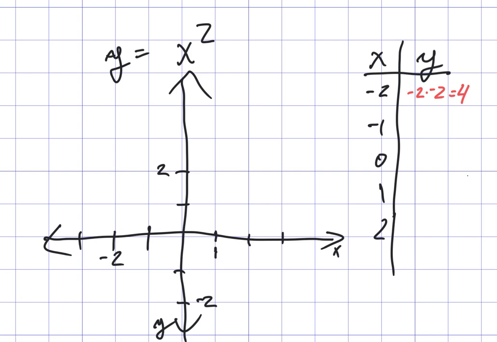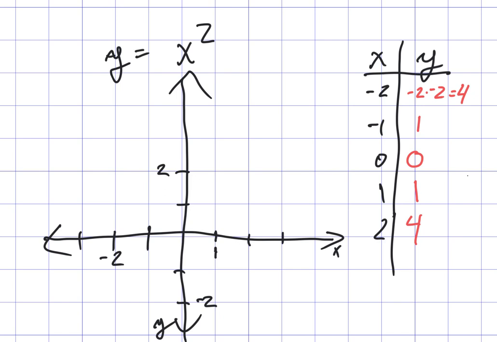Then we put in -1, so we have squared, so -1 times -1 is +1. Then we put in 0, and 0 times 0 is 0. And then we put in 1, and 1 times 1 is 1. And then we put in 2, and 2 times 2 is 4. And then we plot these points.